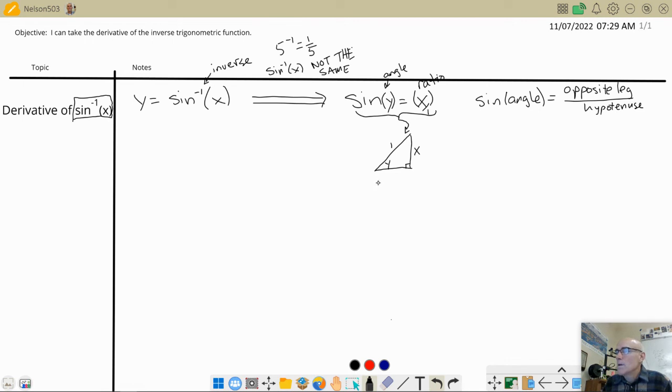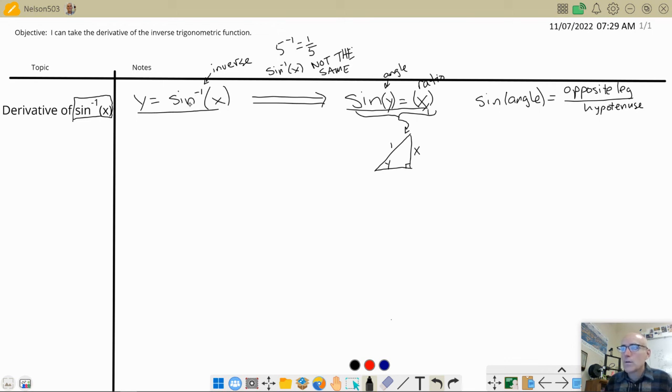So let's say I wanted the derivative of inverse sine. Okay, so I'm going to go about this in a funny way. This equation here is equivalent to this equation right over here, because this is saying I want to find an angle whose sine is equal to x. That's what the inverse sine really is. I want to find an angle.